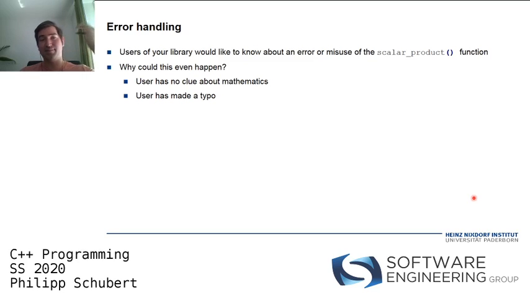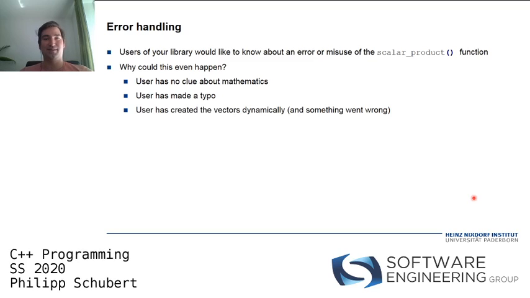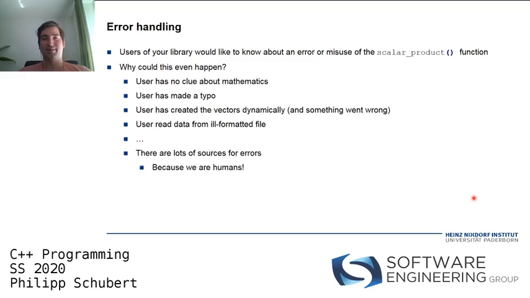Maybe the user has made a typo, and instead of passing the vector variable a, he accidentally passed the vector variable b or whatnot, or whatever key is close to the key he actually wanted to type on his keyboard. Or when the user has created the vectors dynamically and something went wrong there, or the user of your function read the data from a file, and maybe the file was ill formatted, and then he got corrupted data, so to say, which he put into your function, and then your function cannot cope with that. So there are lots of reasons, of course, that's just because we are humans, so we all make mistakes at some point. And the larger your software project, of course, the more errors you have in the piece of code that you write.